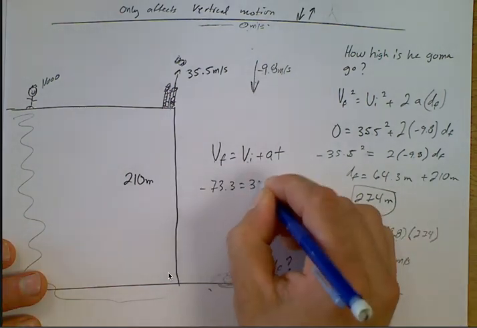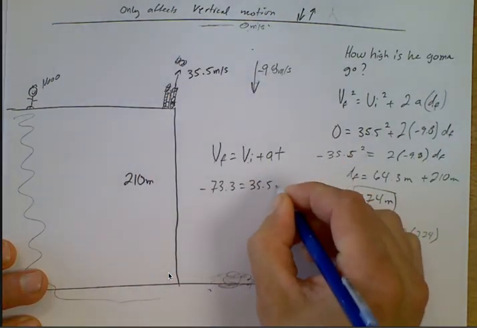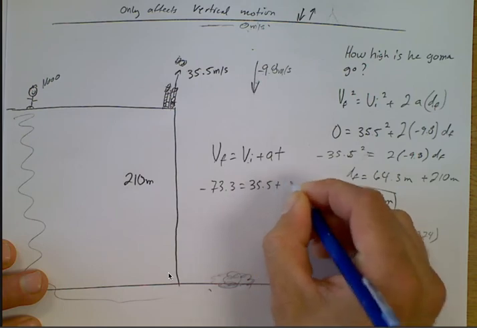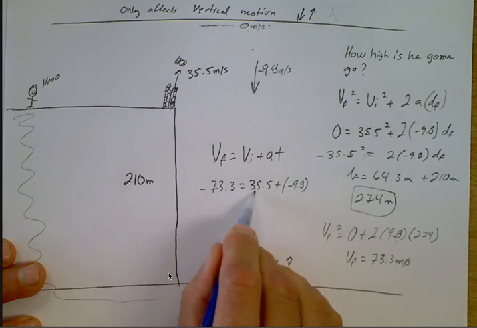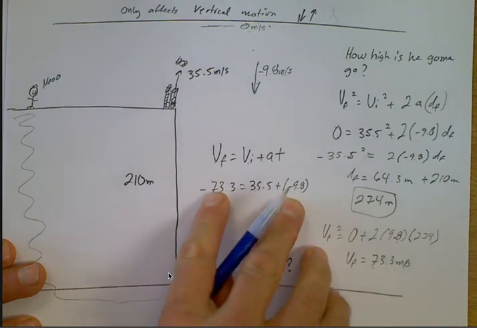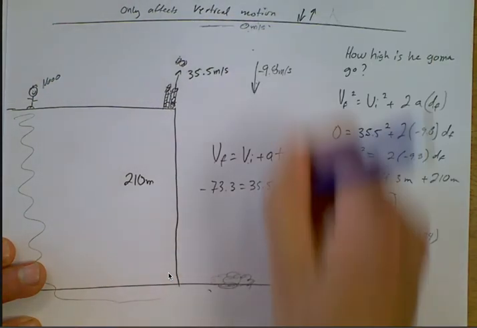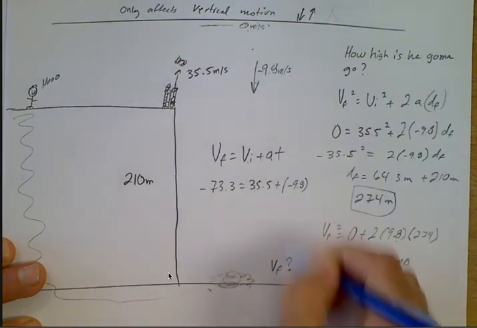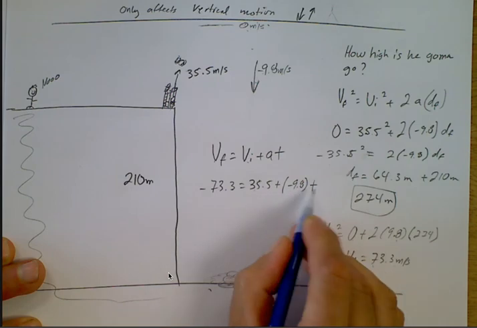Equals 35.5 was my initial velocity going up, plus my acceleration. In this case, my acceleration is going to be negative 9.8 because this is my positive direction, and so my acceleration is going to help my negative direction. So notice my two negative directions are matching up, so gravity is this direction for sure, and this 73.3 was that direction, times my time right there.